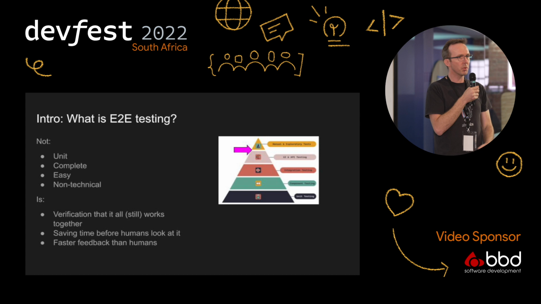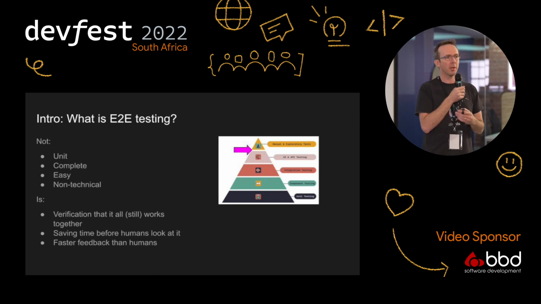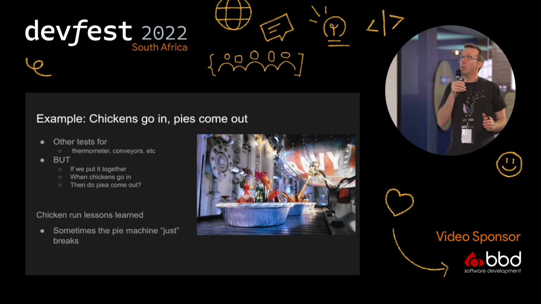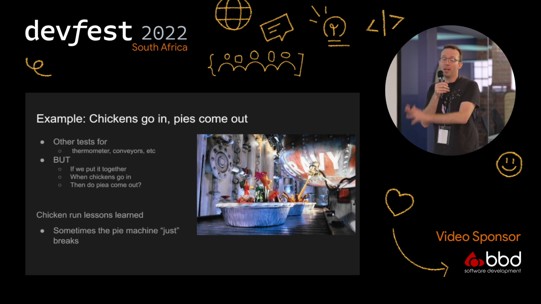So it's got much faster feedback than giving it to humans. Even if it's a really slow end-to-end test, I can have that feedback within an hour or so rather than a couple of days. And the idea is that we want to check that chickens go in and pies come out, right?